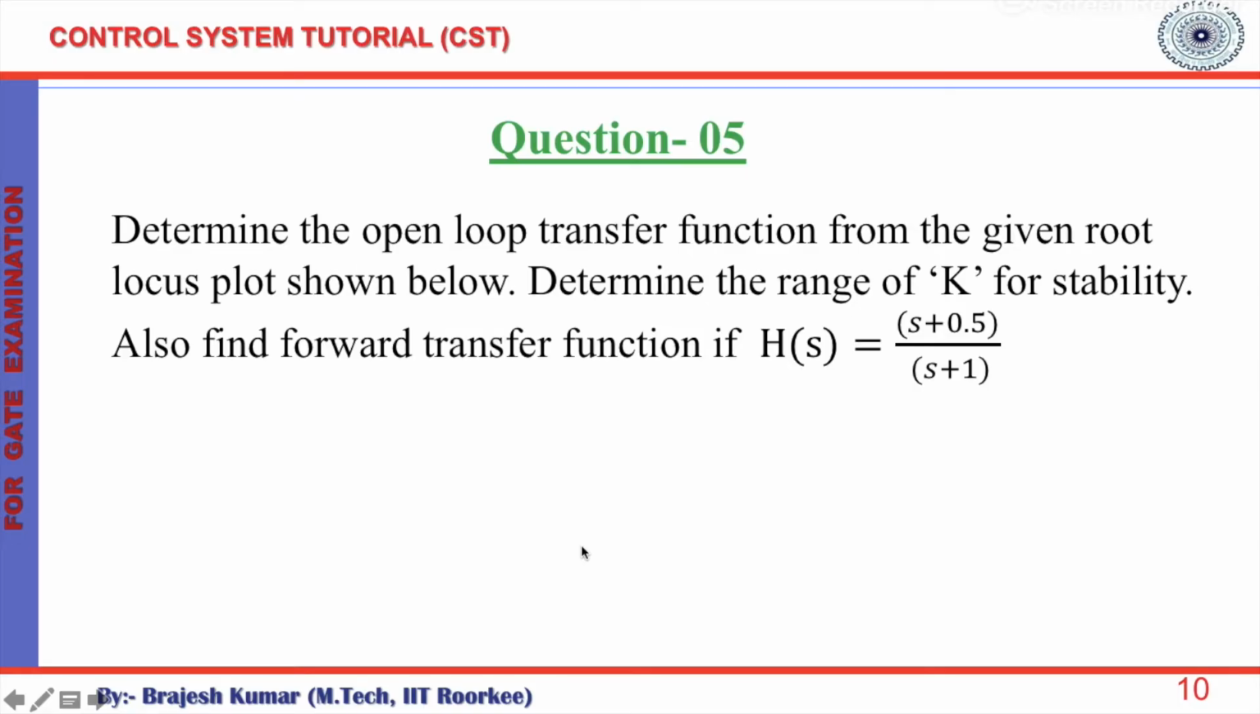Coming to question number 5, it says: determine the open loop transfer function for a given root locus plot shown below. It will be shown in the next slide. And determine the range of k for stability. You were provided with a root locus plot, and you were asked about the range of k for stable operation, and also you need to find the forward transfer function if the feedback transfer function is given like this. So let us first see what is given.